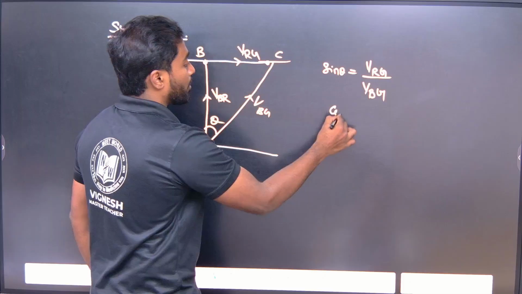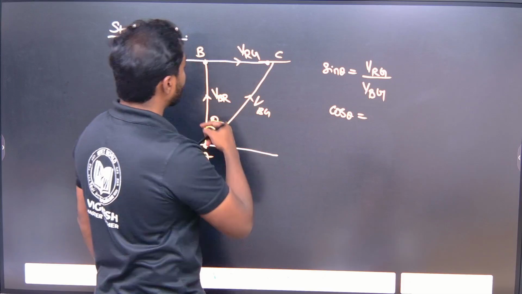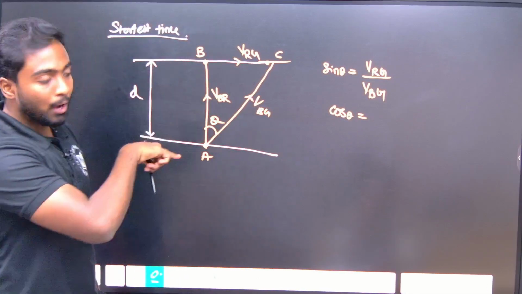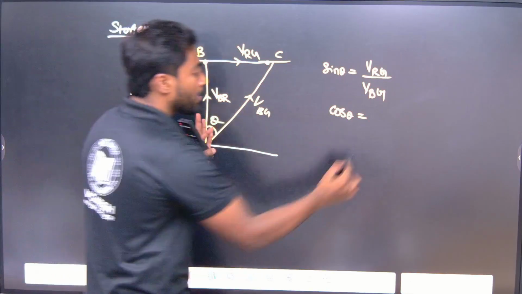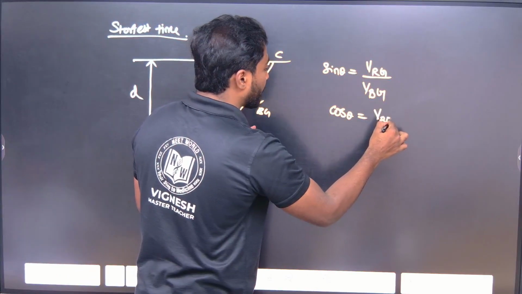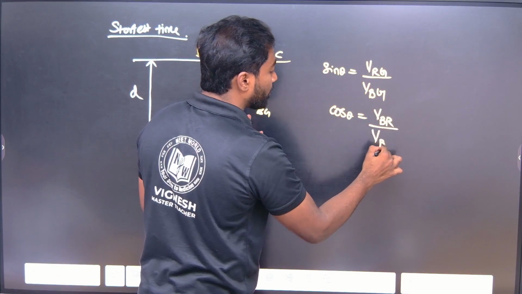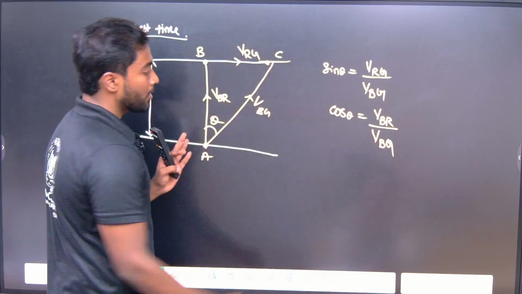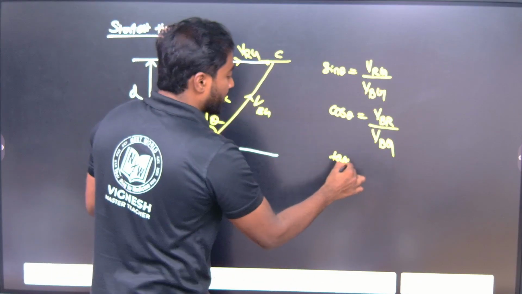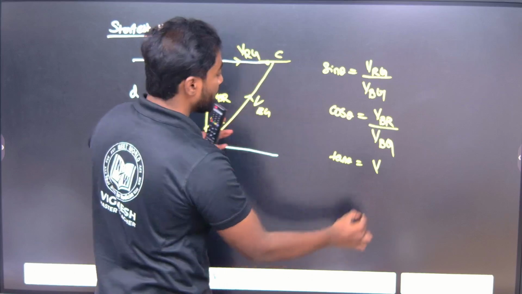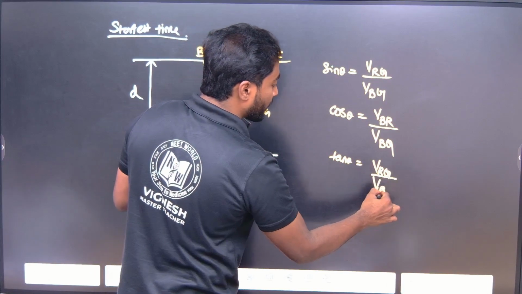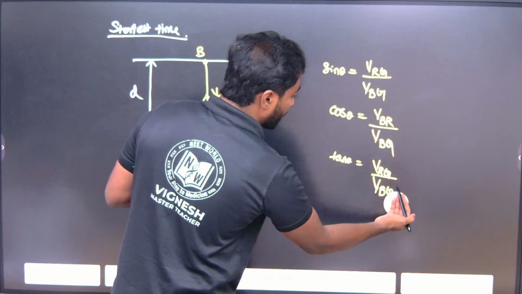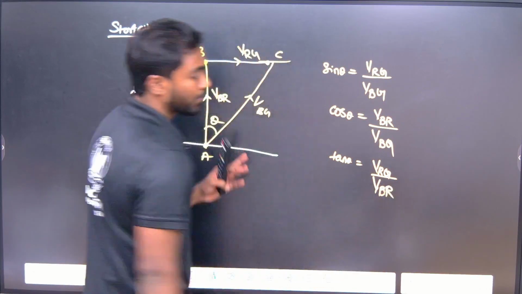Now cos theta will be equal to the velocity of the boat with respect to river by the velocity of the boat with respect to ground. Tan theta is equal to the velocity of the river with respect to ground by the velocity of the boat with respect to river. It is river, that's it.